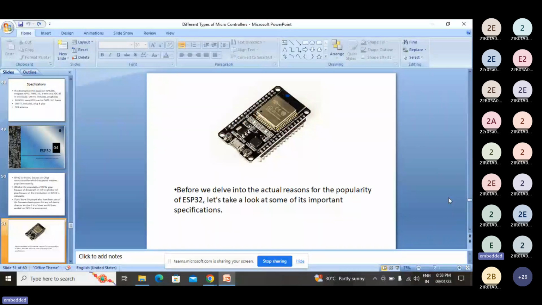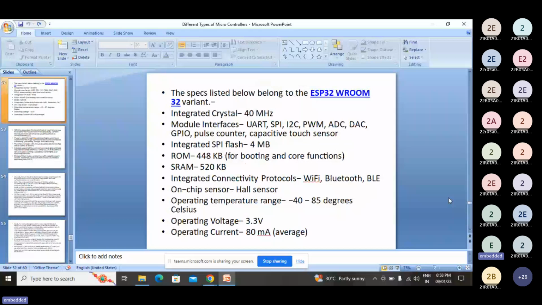Next, the specifications of ESP32 are listed below. Integrated crystal of 40 MHz, module interfaces of UART, SPI, I2C, PWM, ADC and DAC, GPIO, pulse control, capacitive touch sensor. Integrated SPI flash of 4 MB, ROM of 448 KB for booting and core functions, static RAM of 520 KB. Integrated connectivity protocols are Wi-Fi, Bluetooth, BLE. On-chip sensor: hall sensor. Operating temperature range is -40 to 85 degrees Celsius, operating voltage is 3.3 volts, operating current is 80 milliamps on average.